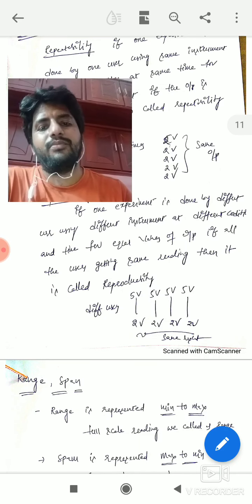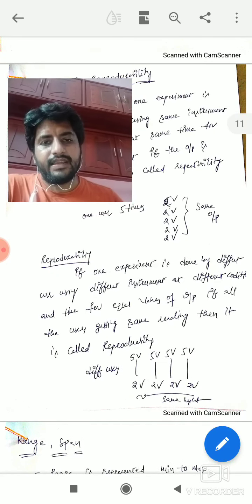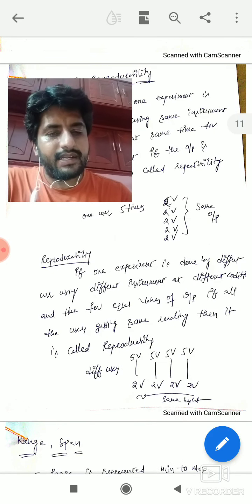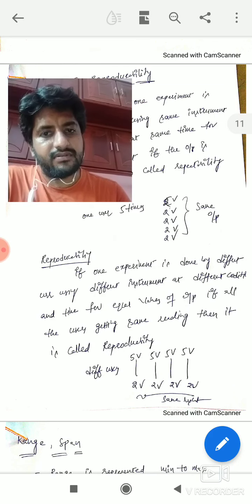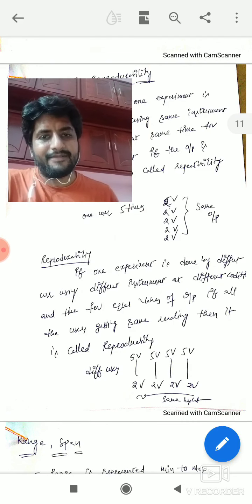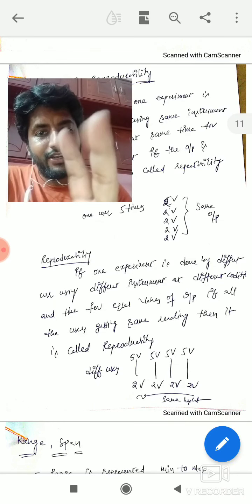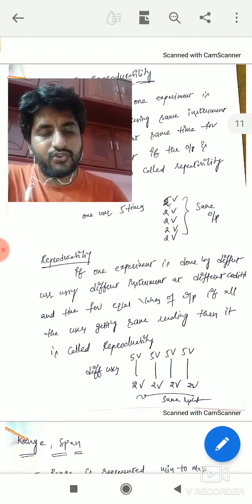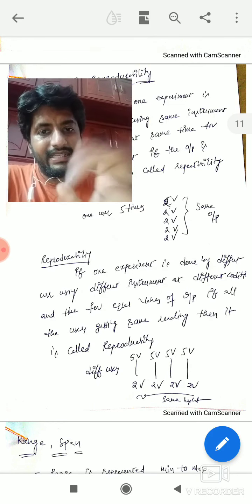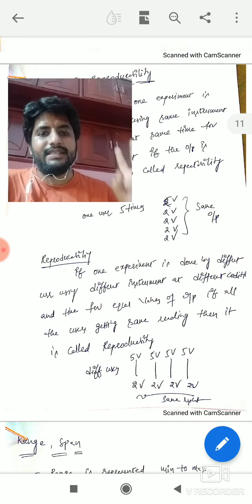దట్ ఈస్ కాల్డ్ అ రిపీటబిలిటీ. నౌ వాట్ ఈస్ అ రీప్రొడ్యూసబిలిటీ, రైట్. వన్ ఎక్స్పెరిమెంట్, డిఫరెంట్ యూజర్, different conditions, different instrument, but you'll get the same results. See, one experiment, different user, different instrument, different conditions, same input, you'll get the same results, right.